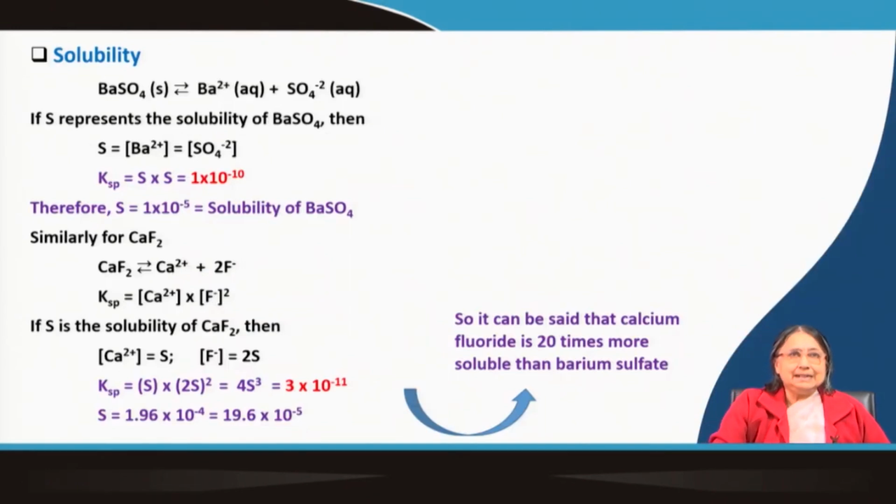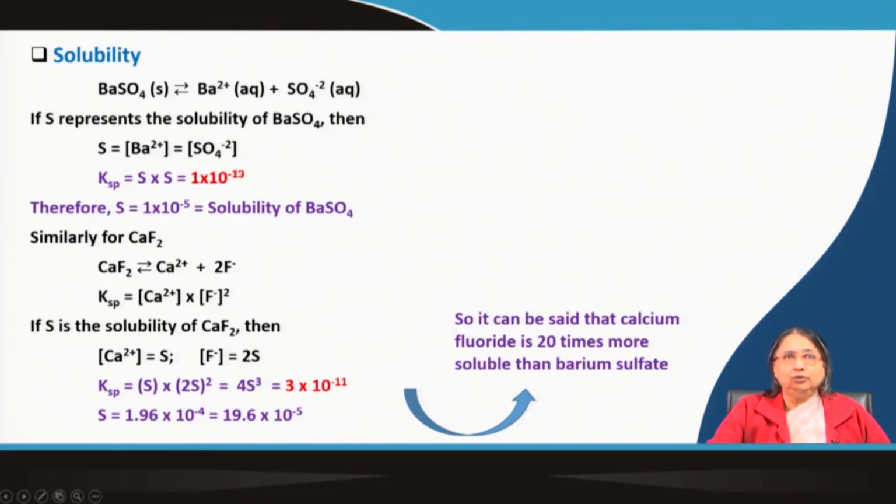Now, this is very important, this is solubility. In the previous slide you have seen the solubility product, here we will see what is solubility. If we take this particular example, barium sulphate goes to Ba2+ aqueous plus SO4 2- aqueous.